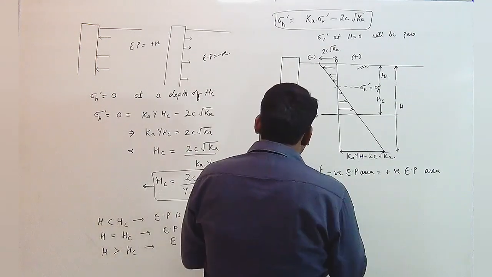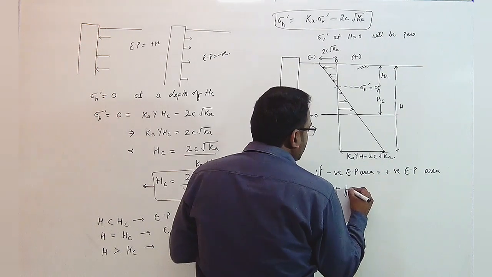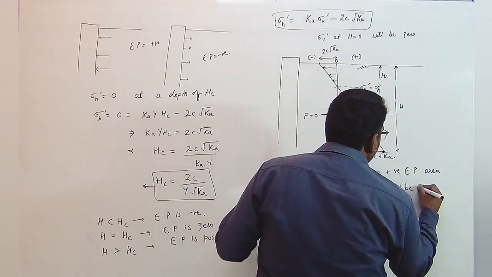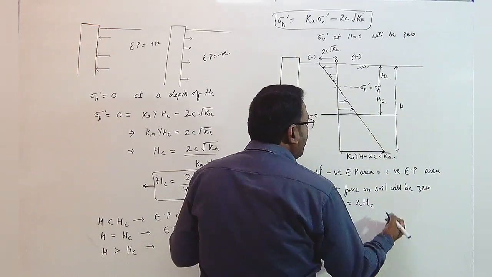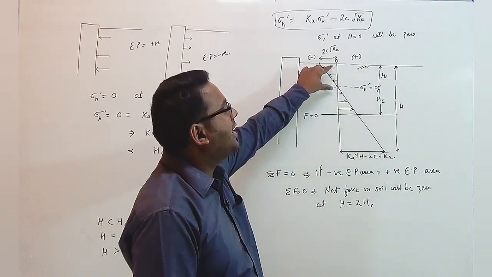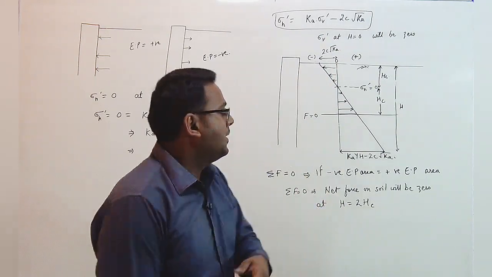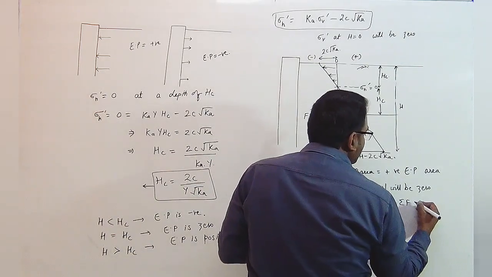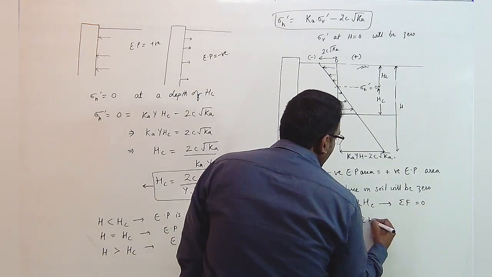That means we can say that the summation of forces, or net force, on soil will be 0 at h equal to twice of hc. Why twice of hc? Because the first hc is for the negative area and the second hc is for the positive area, to get balanced themselves. So at h equal to 2hc, the net force is equal to 0 on the soil.